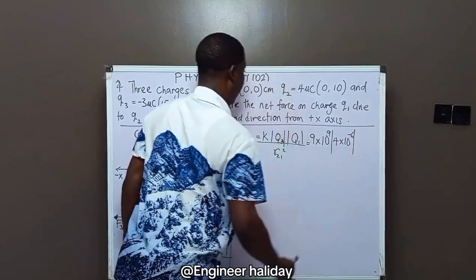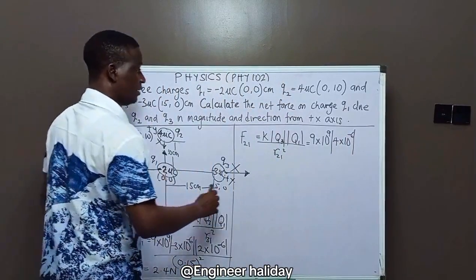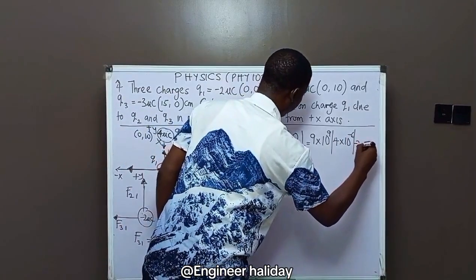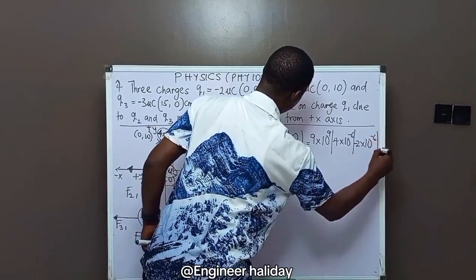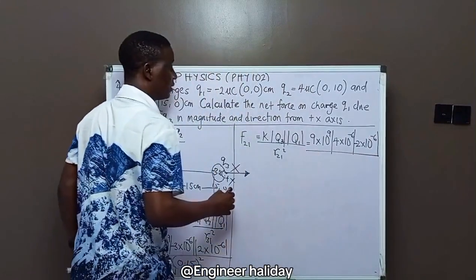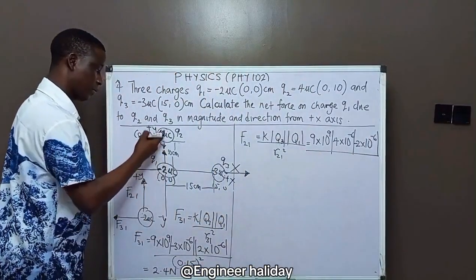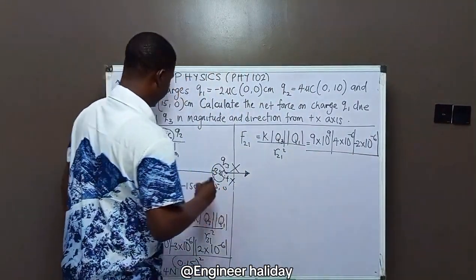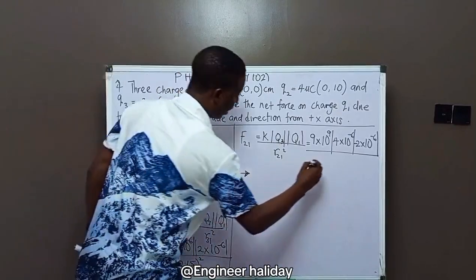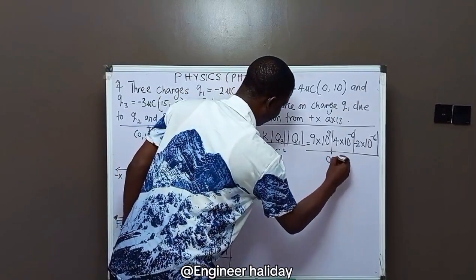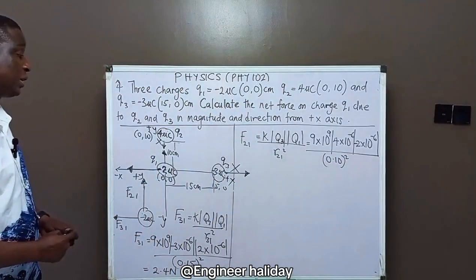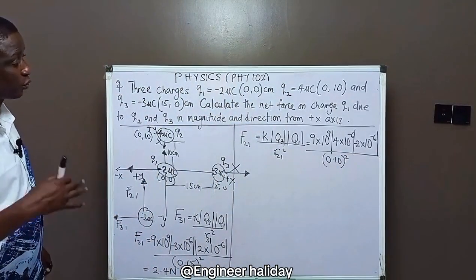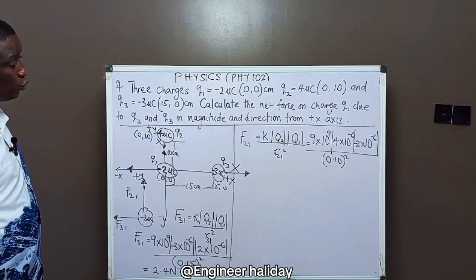Absolute of what is q1? q1 remains minus 2 times 10 to the power minus 6. Absolute all over what? The distance between q2 and q1 is 10 centimeter, which is 0.10 all squared. Don't forget, 10 centimeter divided by 100 will give us 0.10 meter. Convert to standard unit.